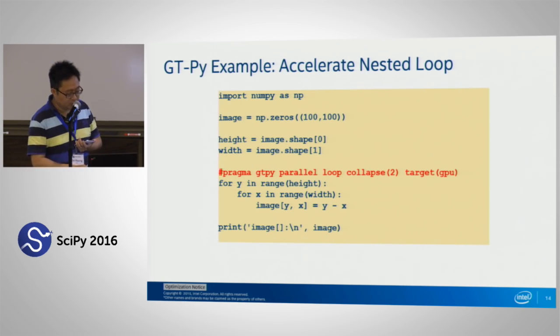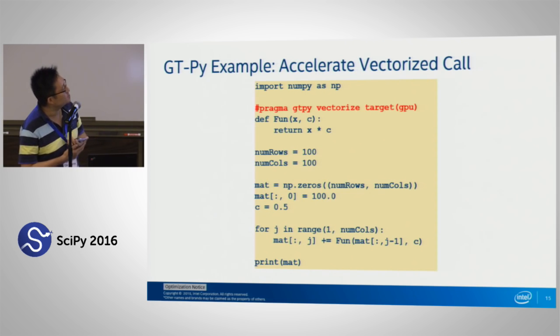So currently, we try to use OpenMP semantics to guide us in how to let the user specify the parallelism. Another example is you could accelerate a vectorized call. In this example, again, you have a two-dimensional matrix, MAT, with a number of rows and a number of columns.